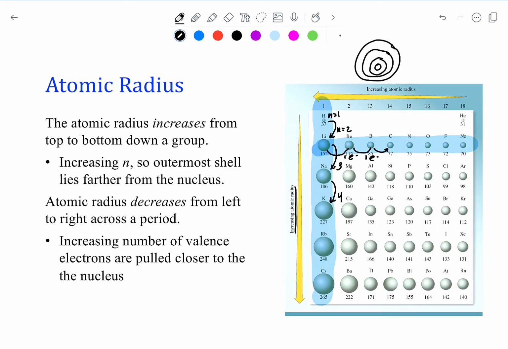Now it's not a large difference, because once you start to get into that outermost shell, all of the valence electrons are in the same shell. So we see that those atomic radii, especially for nitrogen, oxygen, and fluorine, are very close to each other. It's not a large change in the trend like we see when we go down a group, but as you're increasing the number of valence electrons, those are being pulled closer to our nucleus.